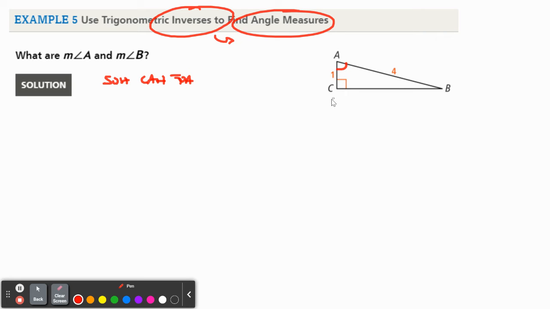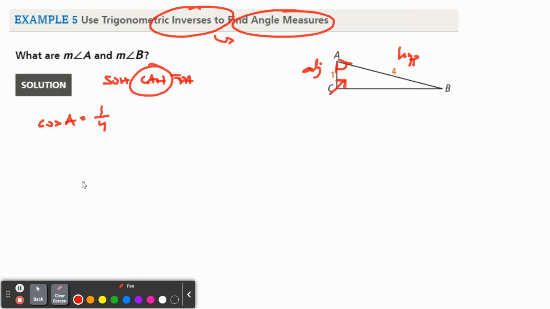Now, what sides do we know? Well, we don't know the opposite, but we do know the hypotenuse is 4, and we know the adjacent is 1. So we're going to use the adjacent and the hypotenuse. Adjacent and hypotenuse would have to be cosine. So I'm going to set up my equation. Cosine of angle A equals adjacent 1 over hypotenuse 4.